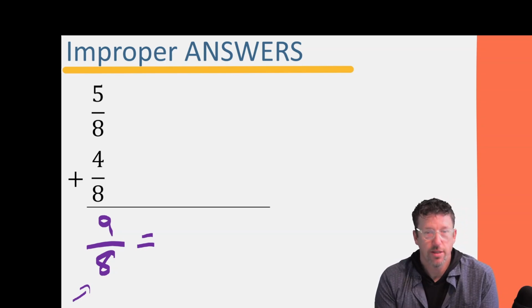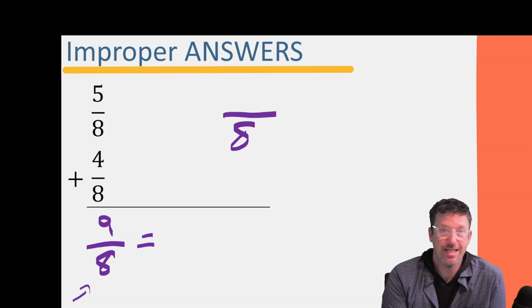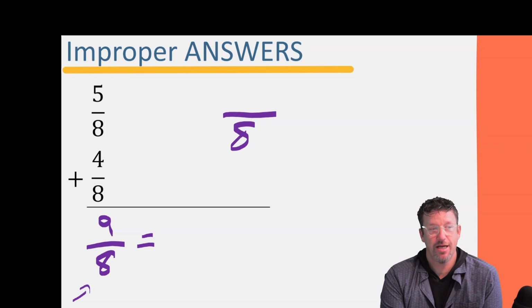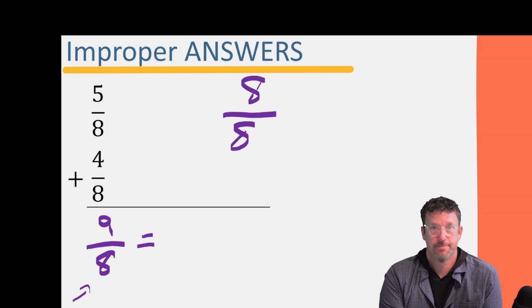So what is a whole if it's broken into eighths? If we have a pizza that has 8 slices in it and I eat the whole pizza, how much of it did I eat? I ate 8 slices. So a whole would be 8 eighths, right?